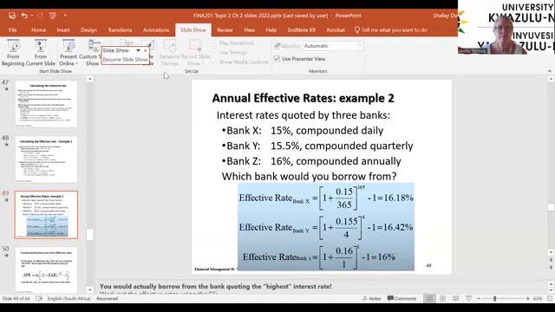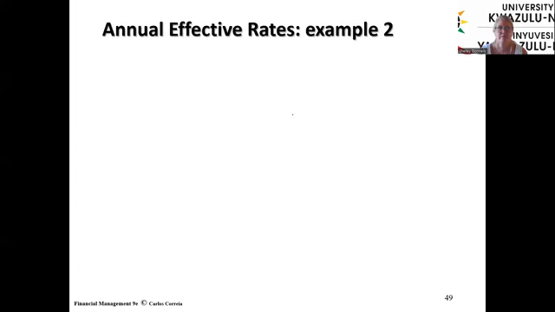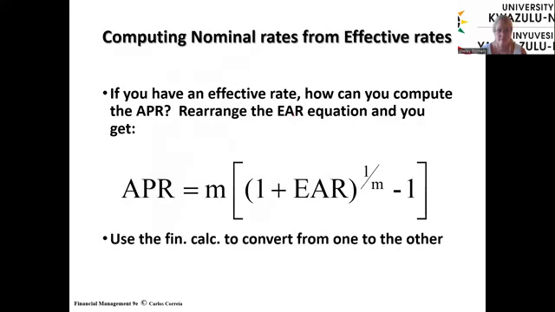Let's go back to our slides. Jumping back. Okay, again, if you want to solve for the nominal rate, also known as your annual percentage rate, you just rearrange the effective rate equation. And that's what you get. But as I said, we're going to be using the financial calculator to convert from the one to the other.